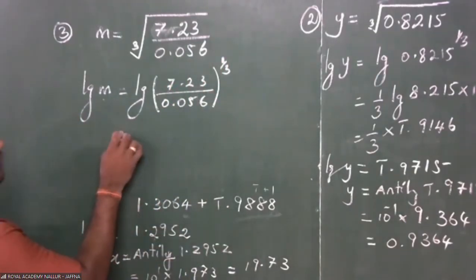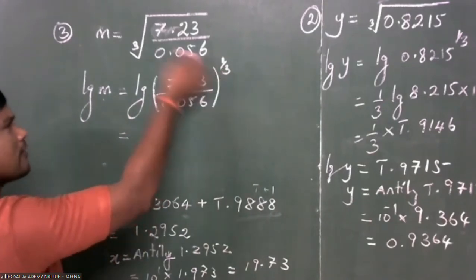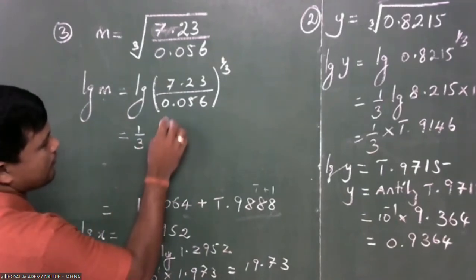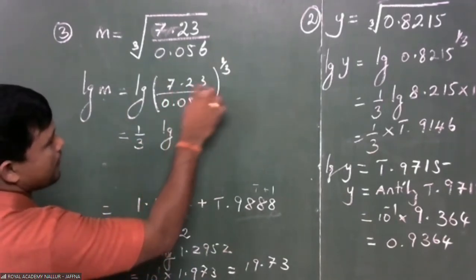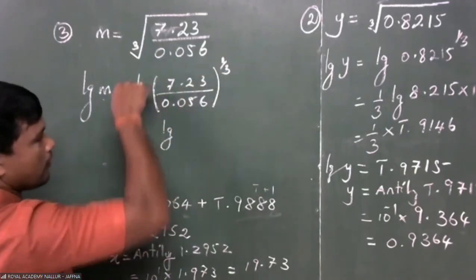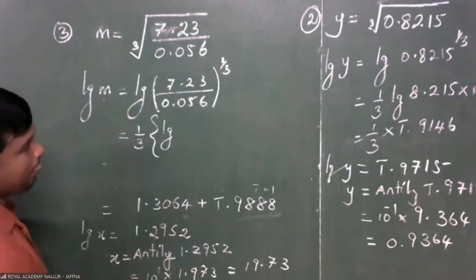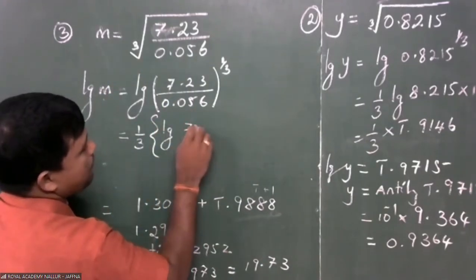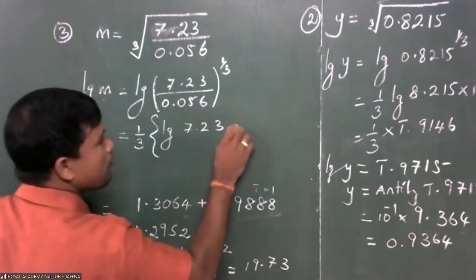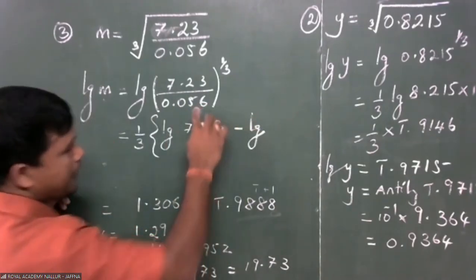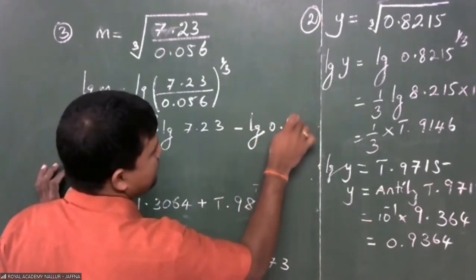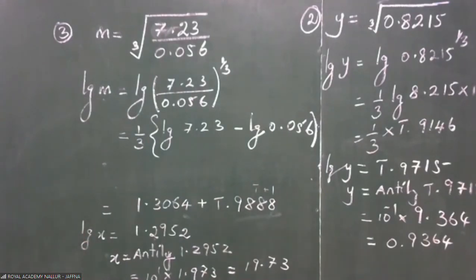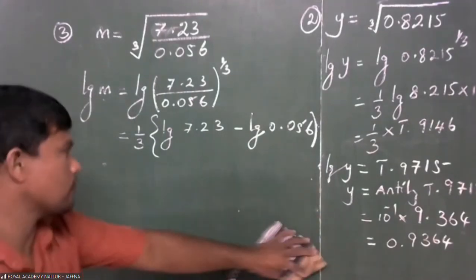So how can you write the expansion? Simply this 1/3 can be taken in front. 1/3 of logarithm of 7.23. This is 1/3 common, therefore you can make the bracket here. 1/3 of logarithm of 7.23. It's division, therefore minus logarithm of 0.056. Then your expansion is going on now.